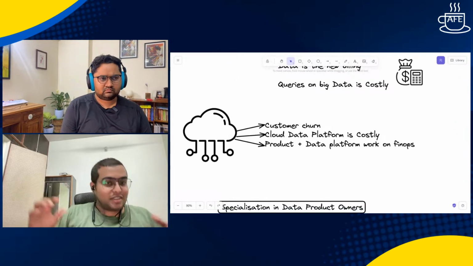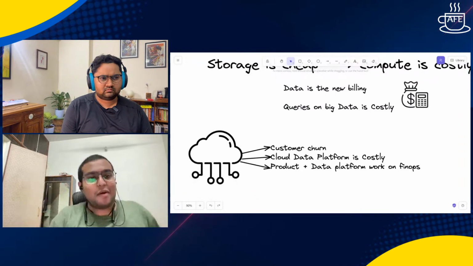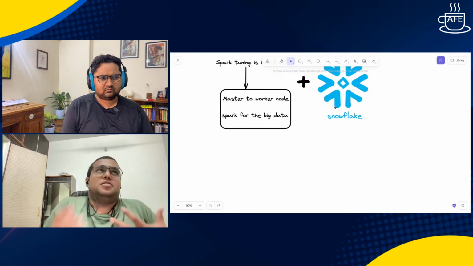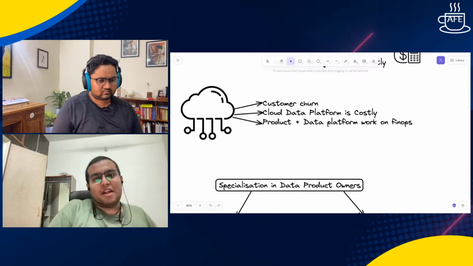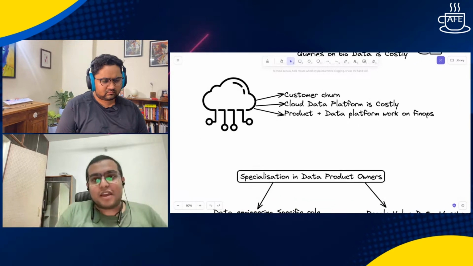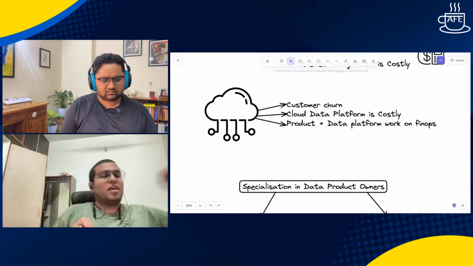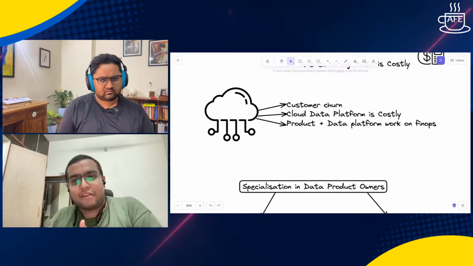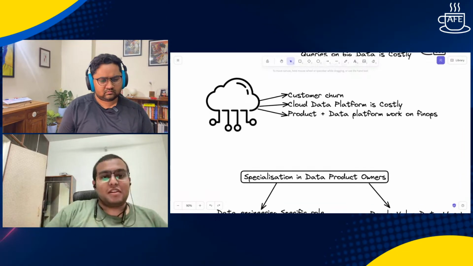And of course, cloud is required. Cloud is absolutely a hot topic because of customer churn. If you think of anything as a platform which is cloud hosted and cloud supported, at the end of the day, it's a customer churn. Cloud data platform is costly. Product plus data platform work on FinOps. That is how we are brainstorming the ideas. We are going behind customer churn, talking about cloud data platforms, which is costly, and now we think from a product and a data platform perspective. And this is not just a product, it's a data product perspective that we're talking about.